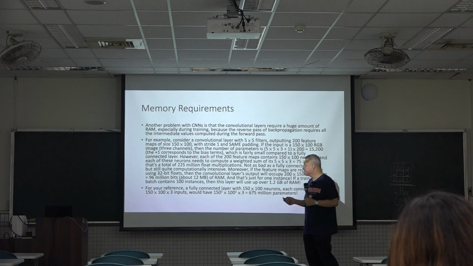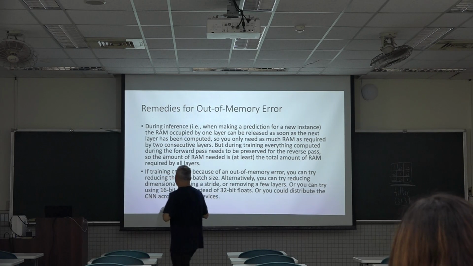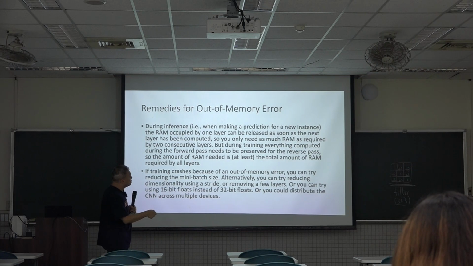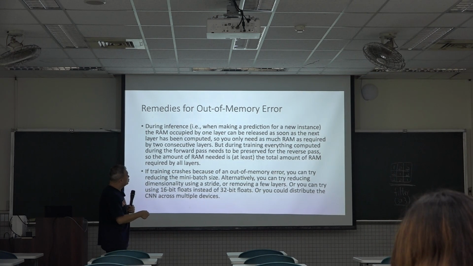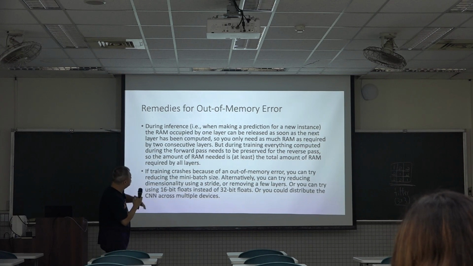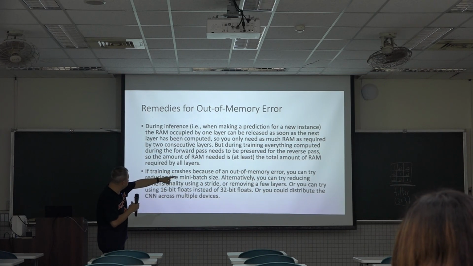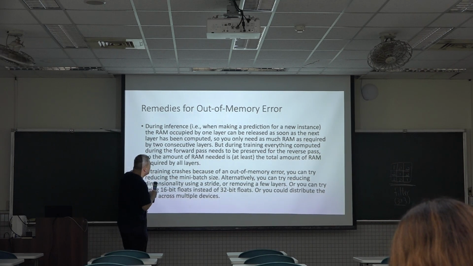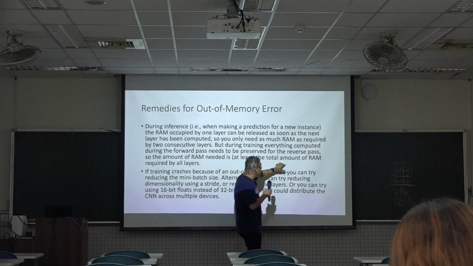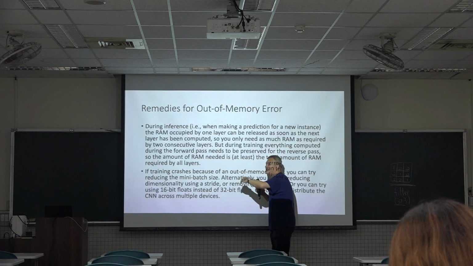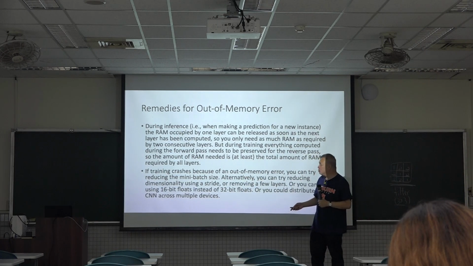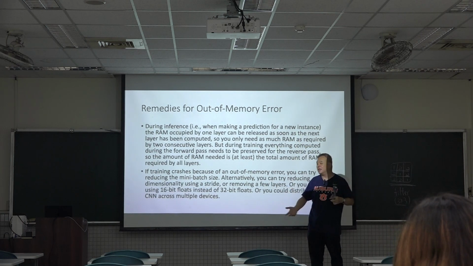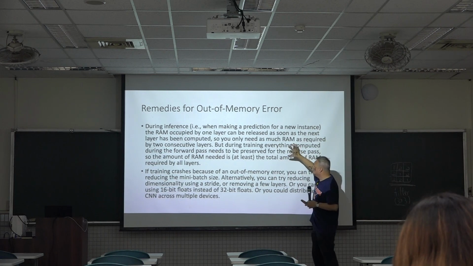So the remedy: during inference, the RAM occupied by one layer can be released as soon as the next layer has been computed, so you only need as much memory as required by two consecutive layers. But during training, everything computed during the forward pass needs to be preserved for the reverse pass. So the amount of RAM needed is the total required by all layers. Remember that 1.2 gigabytes is only for one layer, so if you have 10 layers, it's 12 gigabytes. This quickly adds up.